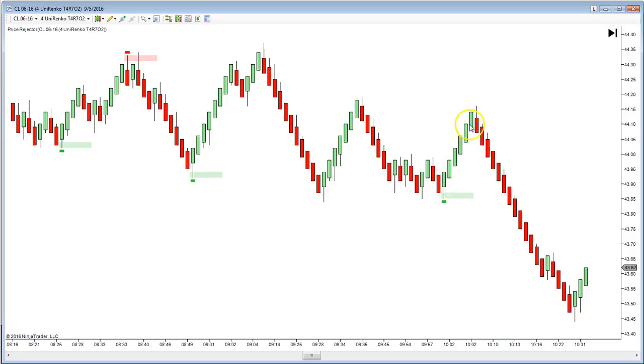Here, green, and all of a sudden red. What are you going to do? You're going to wait for it to come all the way down here to take a loss? No, part of trading is understanding what's happening in the market. You get in here at 43.95, it trades up to 44.15, and then all of a sudden you see red. Get out. You don't have to wait for it to come all the way down.